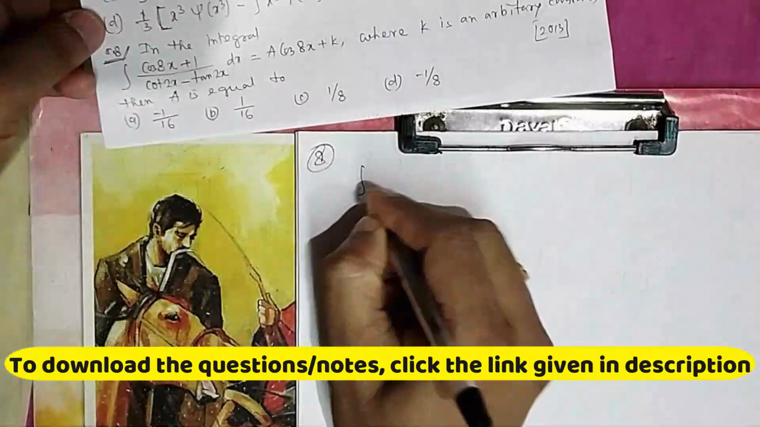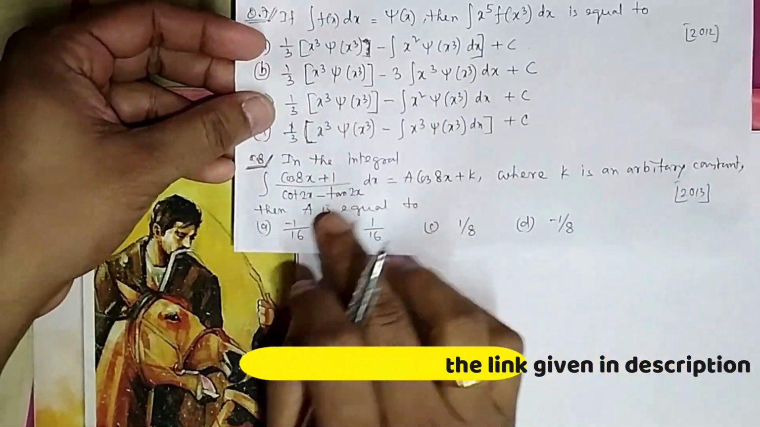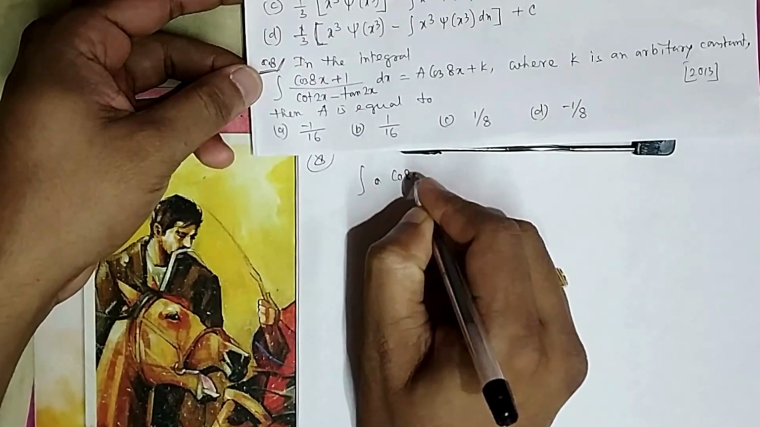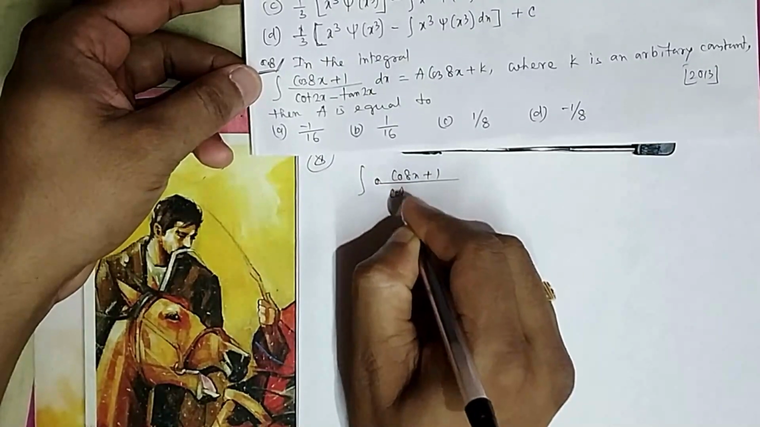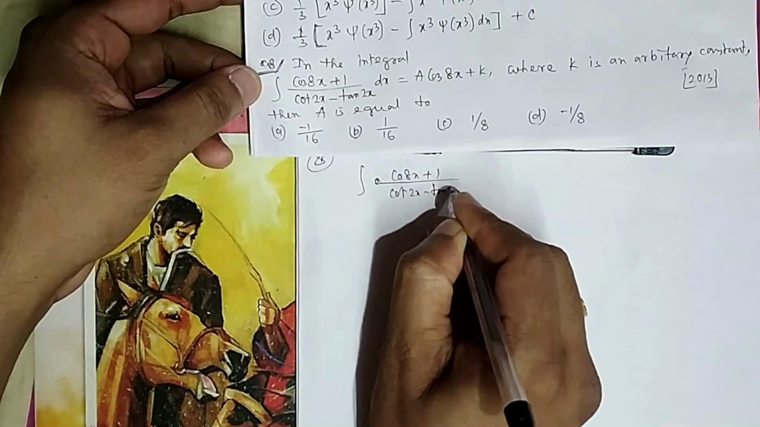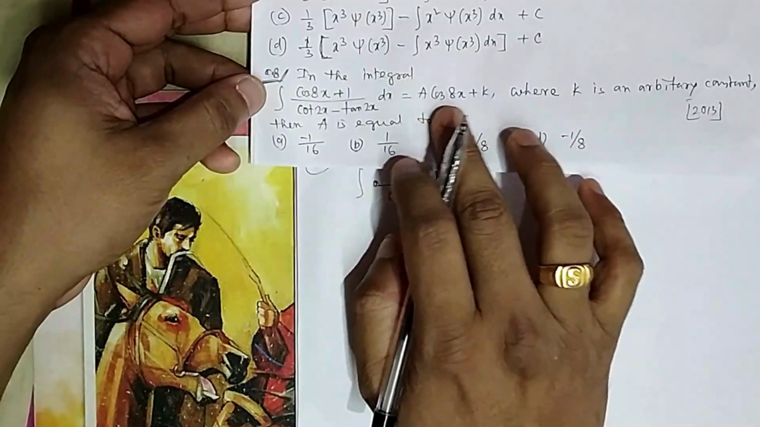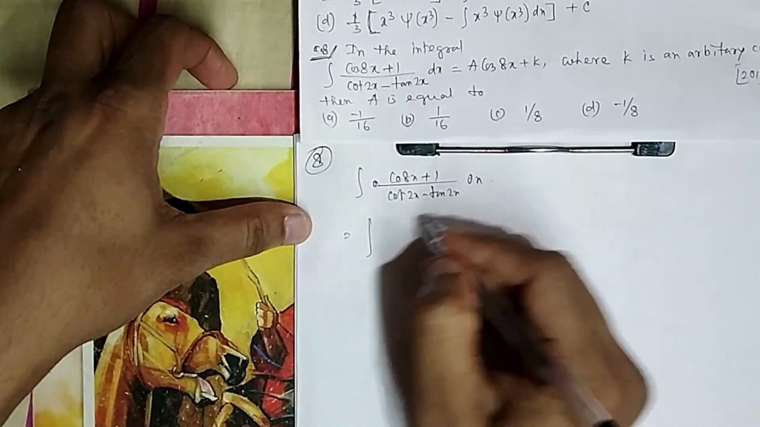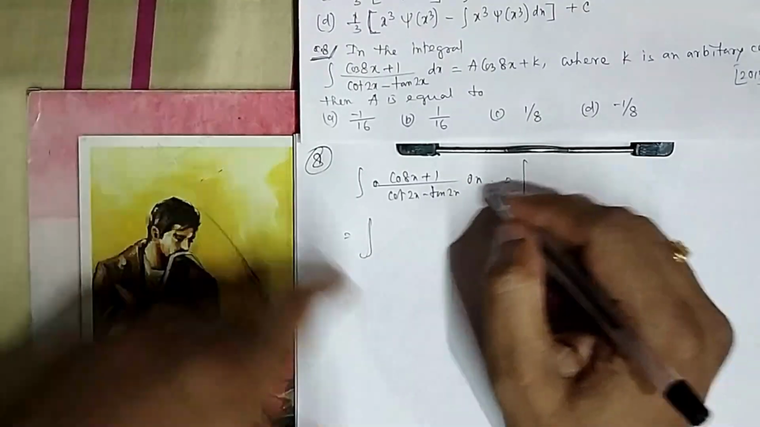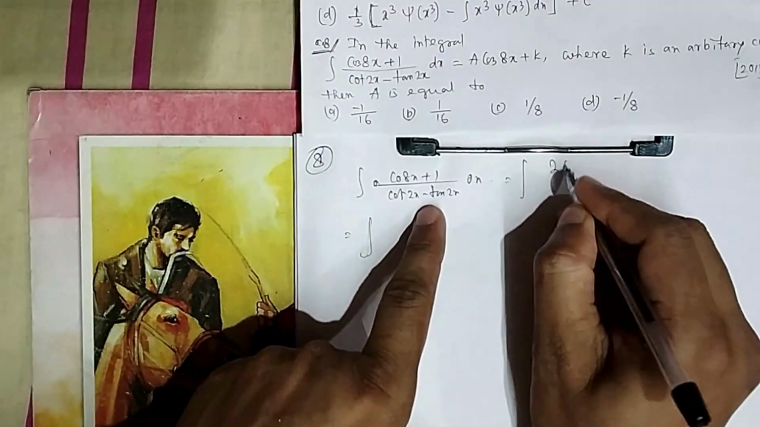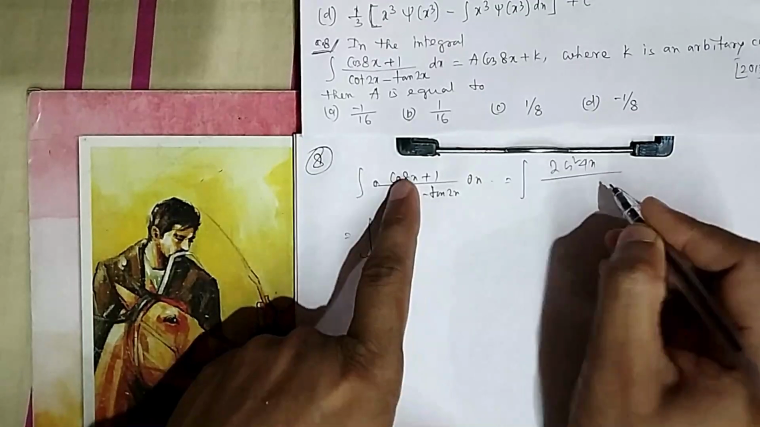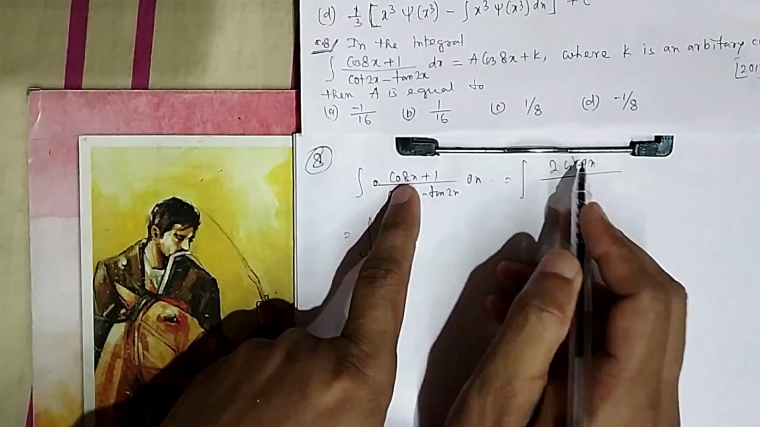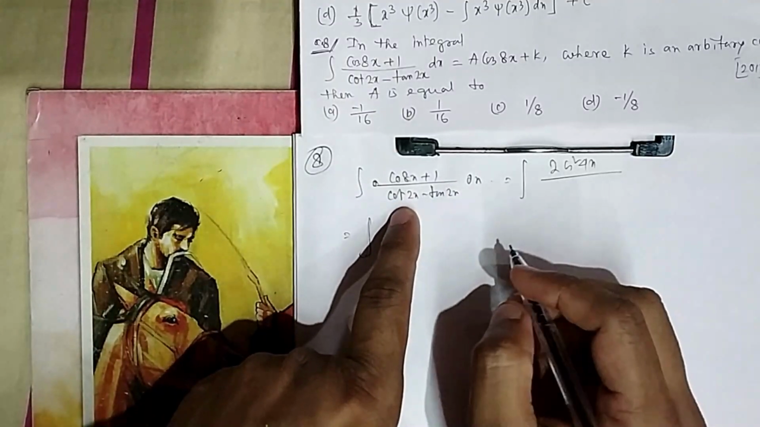Now in question number 8, the question is the integration of (cos 8x + 1) divided by (cot 2x - tan 2x) dx. Look at cos 8x + 1. If you open this, there is a formula for 1 + cos 2θ. If I use that, it will be 2 cos² 4x, since if it is 2θ then it is θ by 2. Here it is 8x, so half of it will be 4x.